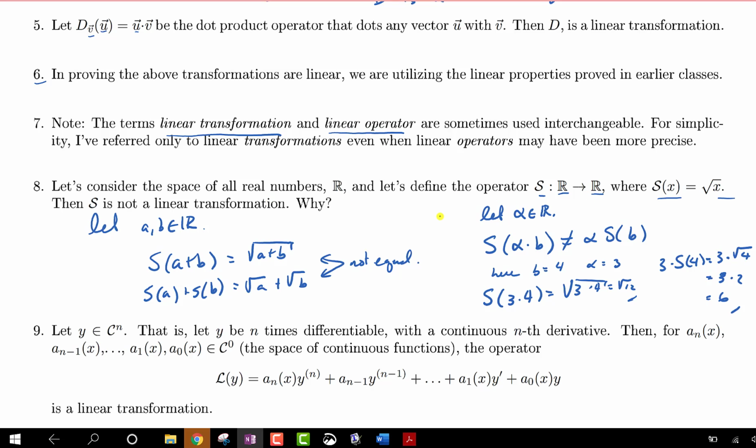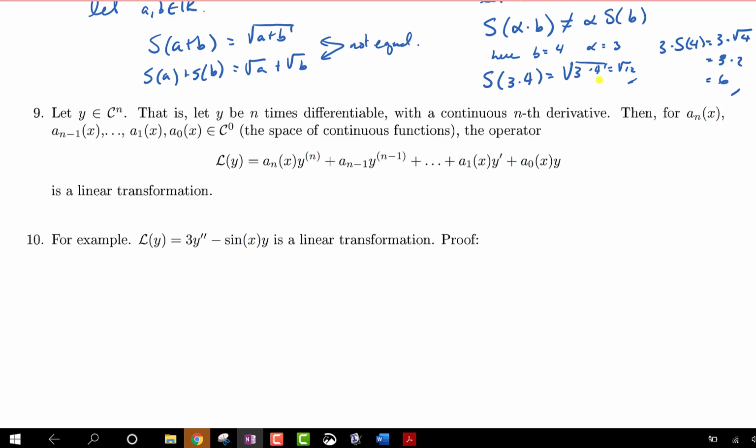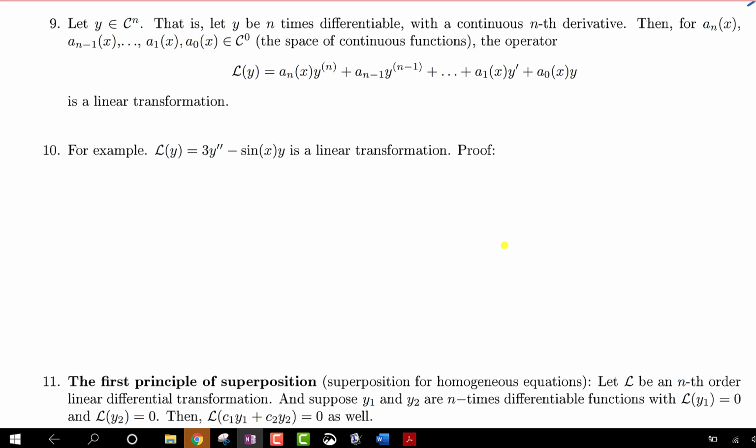So the square root operator is basically as nonlinear as you can get, because it doesn't distribute over the sum operation inside the real numbers, nor does it distribute over what we're thinking of as scalar multiplication. All right, so now I'm going to go ahead and pause the video here, because this is the linear operator we've been building to.